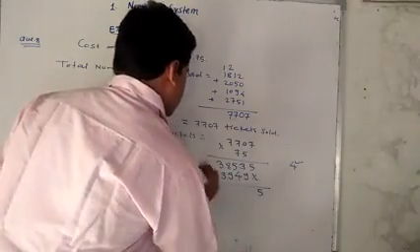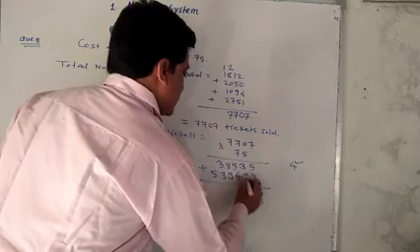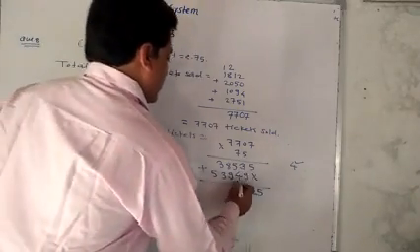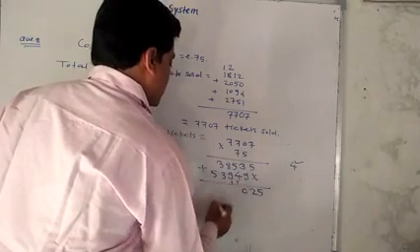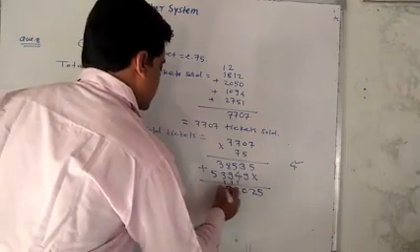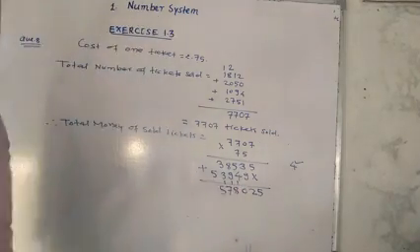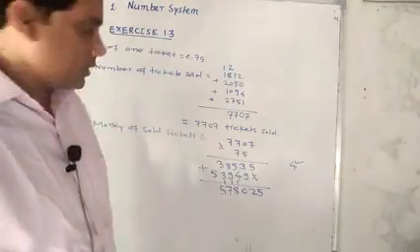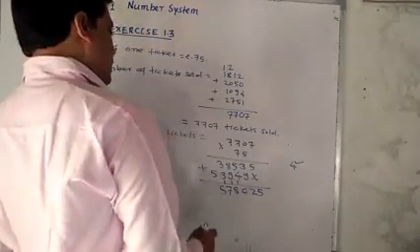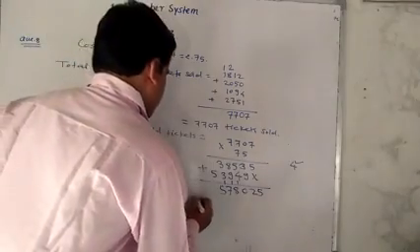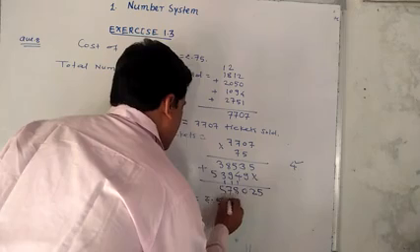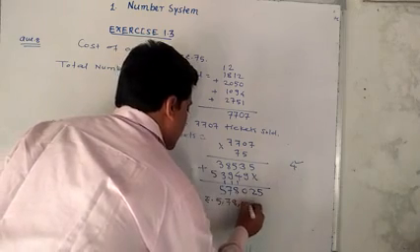Therefore 5, 9 plus 3, 12, 1 5 plus 5, 10, 0 carry 1, 18 carry 1, 3 3, 6 7 and 5 means total 5,78,025. Total money is rupees 5,78,025.